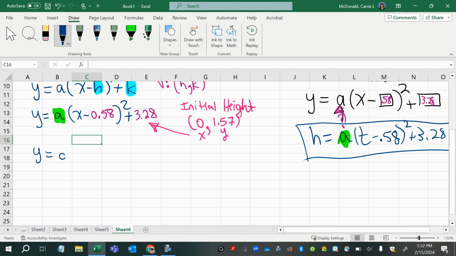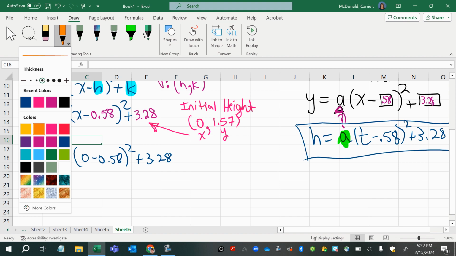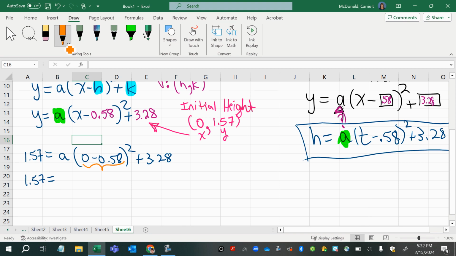So now y equals a times quantity 0 minus 0.58, quantity squared plus 3.28, and I want to also replace my y with 1.57 from the initial height ordered pair. Then we have 1.57 on the left, and we're going to simplify on the right side. Let's simplify this right here. Since it's 0 minus 0.58, that'll simplify to negative 0.58. And then when that negative number is squared, it'll become positive.